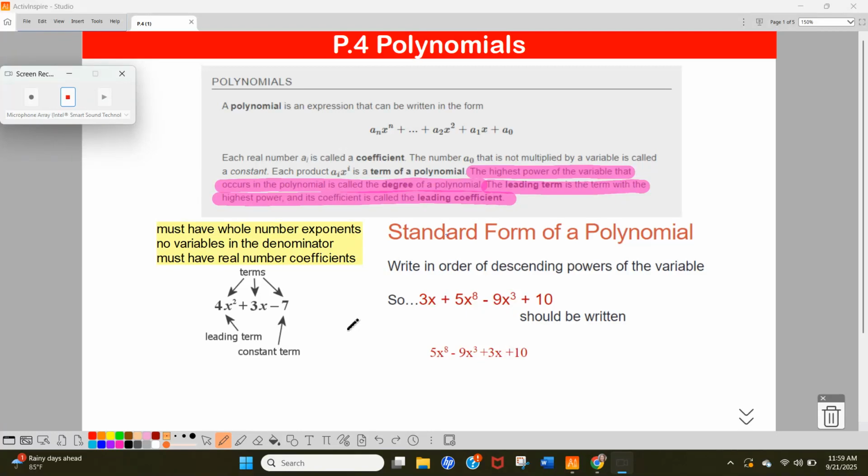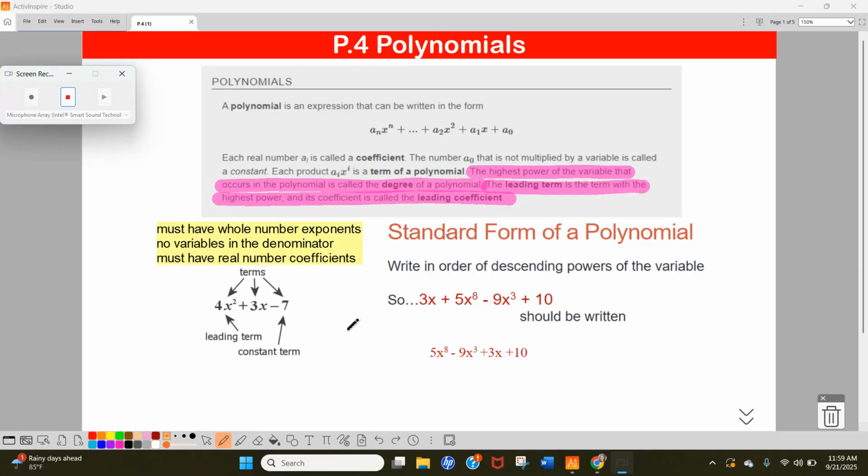All right, so section P4 is polynomials, and this screen is just giving you some basic information. So first of all, in that gray box, that's what a polynomial's technical definition is. It's just a string of terms added together. You're going to have some special rules about polynomials, though.